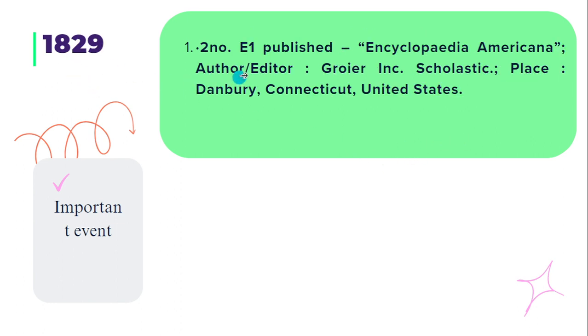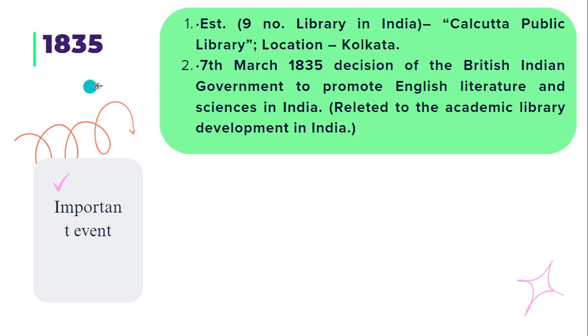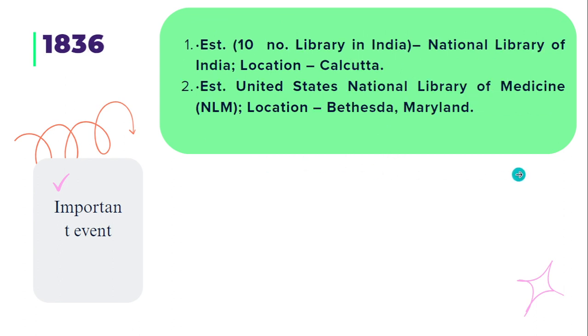Then in 1829 the Encyclopedia Americana was published by Grolier Inc, Scholastic Place, Danbury, Connecticut, United States. In 1835 the Kolkata Public Library was established, located at Kolkata. Then on 7 March 1835, a decision of the British Indian government to promote English literature and societies in India. It is related to the academic library development in India.